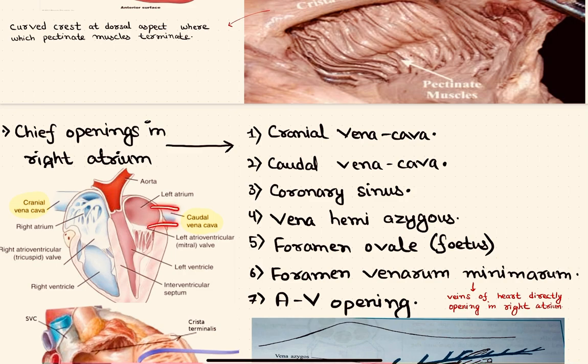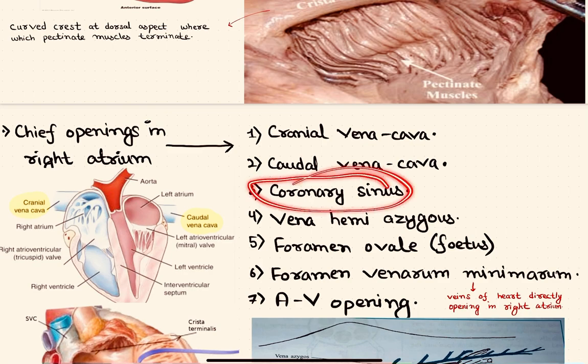And the caudal vena cava opens into the right atrium at the level of the fifth rib. Okay. This is the caudal vena cava which opens into the right atrium at the fifth rib, and this is the cranial vena cava which opens into the right atrium at the fourth rib. Now we have the coronary sinus. What does this coronary sinus mean? The coronary sinus is a vein of the heart itself which takes the deoxygenated blood from the heart towards the right atrium.